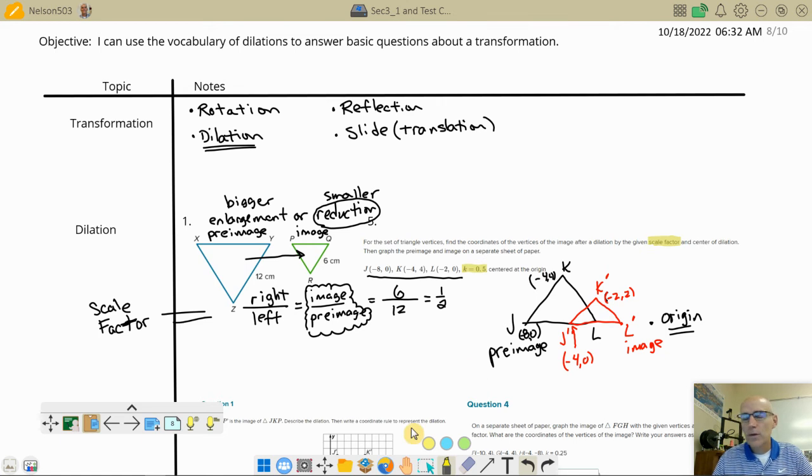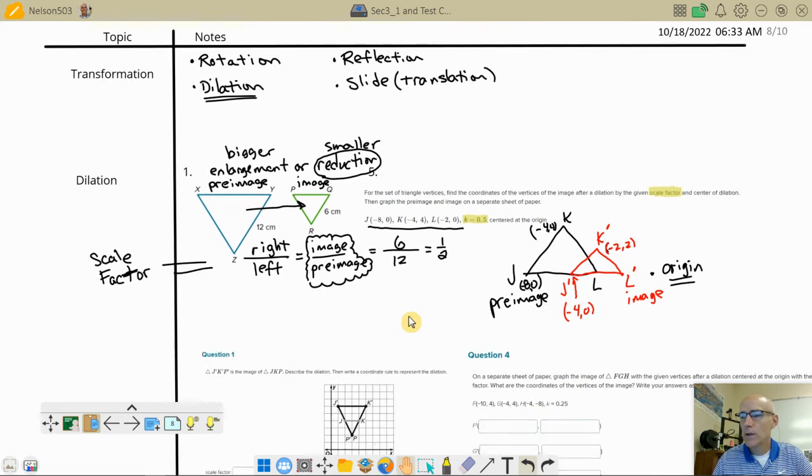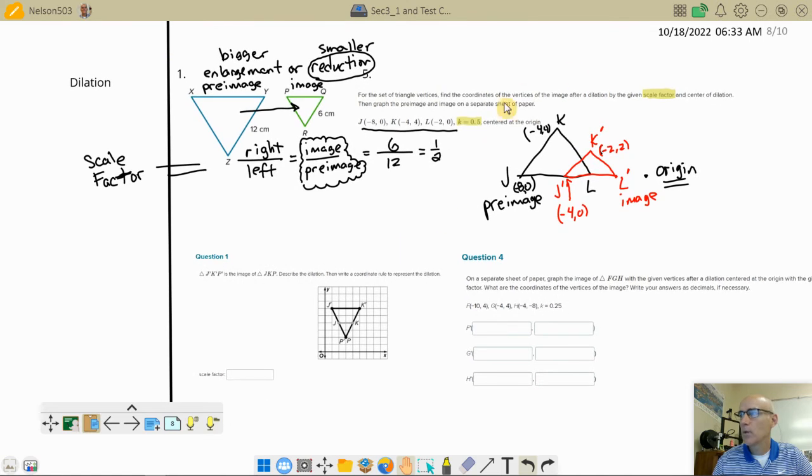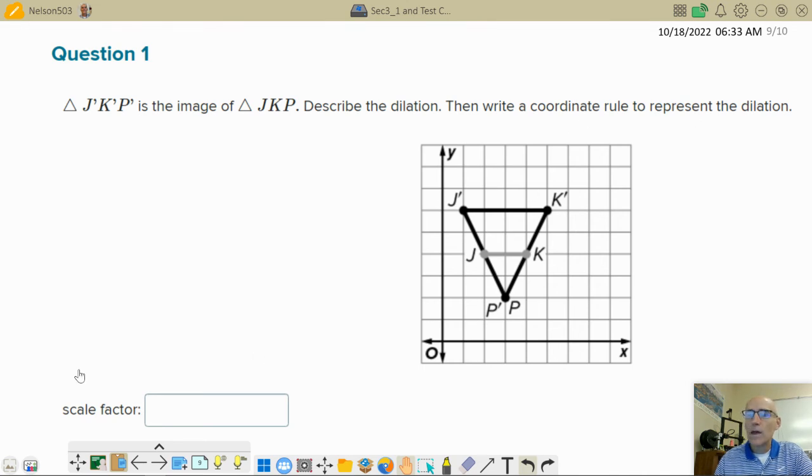So what I want to do is a couple more problems with you from today's assignment and see if we can figure out what's going on, what are some of the key concepts, and just solidify some of our understanding. So I took problem number one, I made it a little bit larger. Let's go take a look at that. Here's problem number one. And it's asking us to figure out, what's the coordinate rule or what is the scale factor?